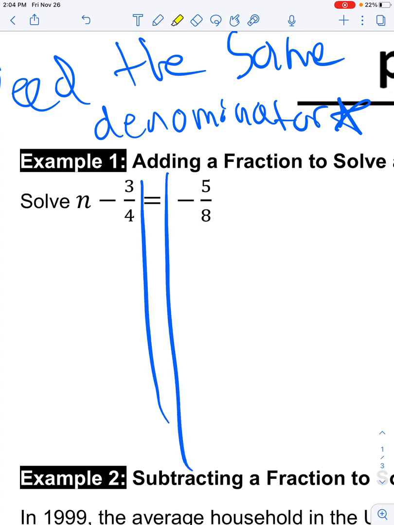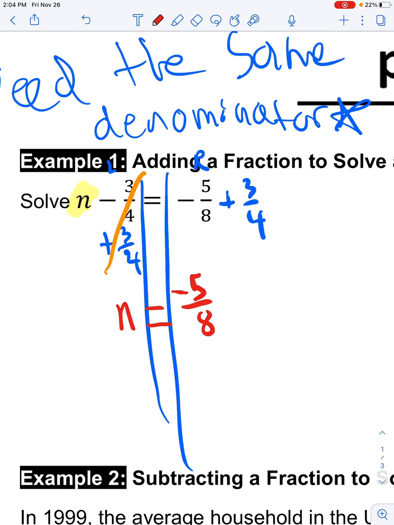If we look at this first example, it says n minus 3/4 equals negative 5/8. My goal is to get n by itself. So how do I undo subtracting 3/4? Well, I need to add 3/4 on the left side. And if I add something on the left side, I also have to add it on the right side. So these are going to go away. n equals negative 5/8 plus 3/4.